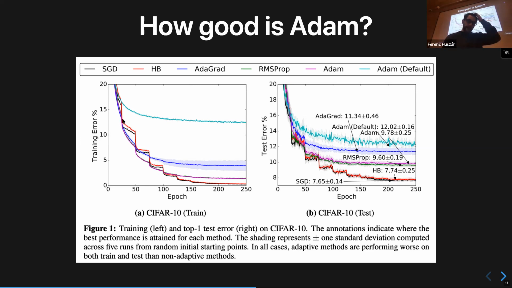There are a couple of interesting things here. Can anyone tell me why we are seeing these staircases? It's not difficult, but it's also not trivial. If anybody has seen them before, feel free to say it. Just put your hands up if you've seen these staircase-like optimizations. Okay, some people have seen them.